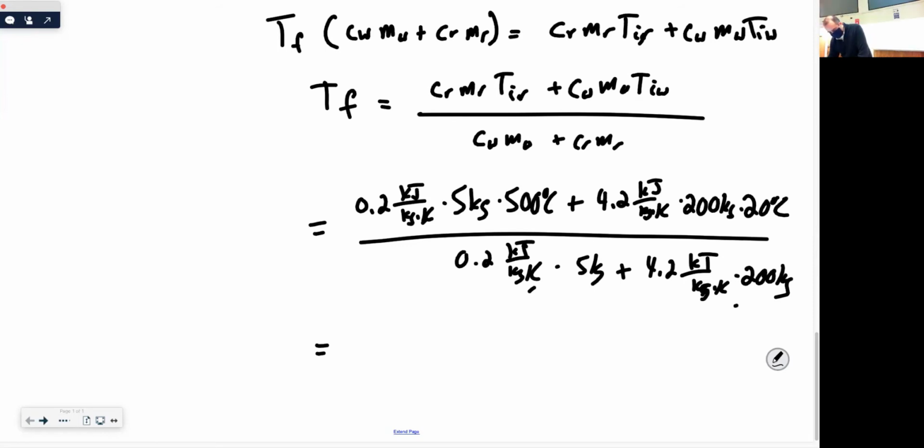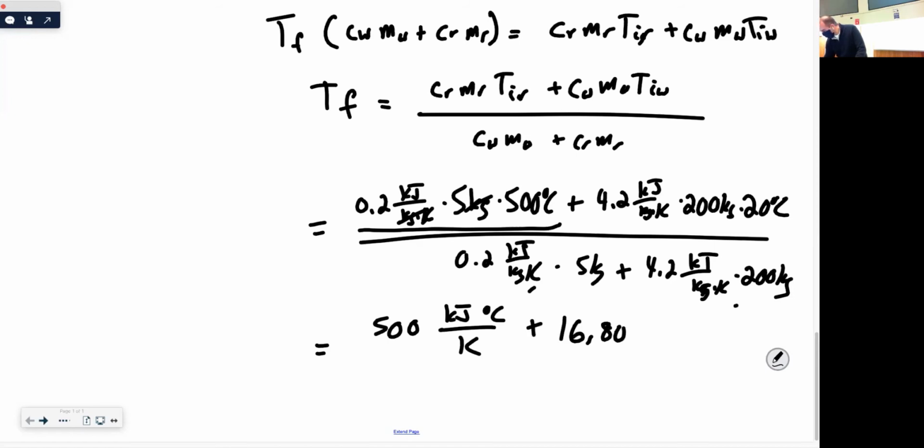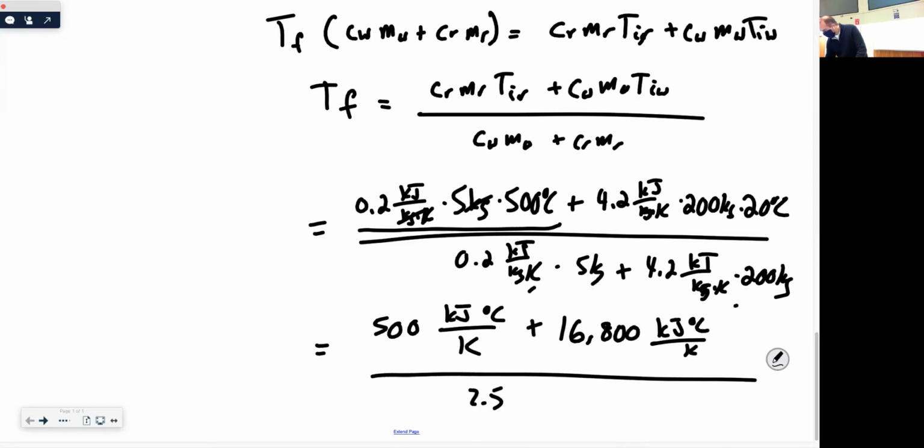So this becomes 500. What are the units of this? So I'm doing this term here specifically. 0.2 times 5 times 500 is actually 500. What are the units here? Kilograms cancel out. I've got kilojoules degrees Celsius per Kelvin, which is weird, plus 16,800, same unit, kilojoules degrees Celsius per Kelvin. All of that divided by 2.5 kilojoules per Kelvin plus 840 kilojoules per Kelvin.